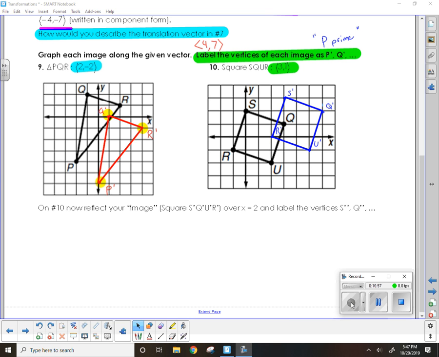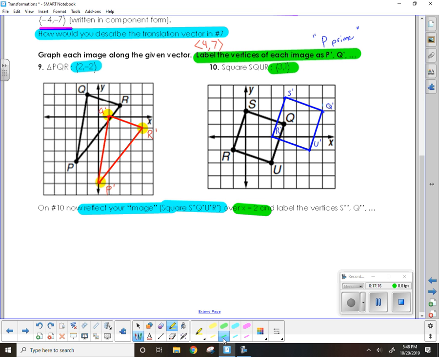All right, here we are. So we've done transformations. We got one more to try. We're going to try and reflect. So look at the very last line. We're going to try and reflect the image, not the original, but S prime, Q prime, U prime, R prime over this line. What is this line? X equals 2. Okay, I want you to pause it right here and try and figure out where X equals 2 is and draw that line. And whenever you find that line, then flip the figure over.